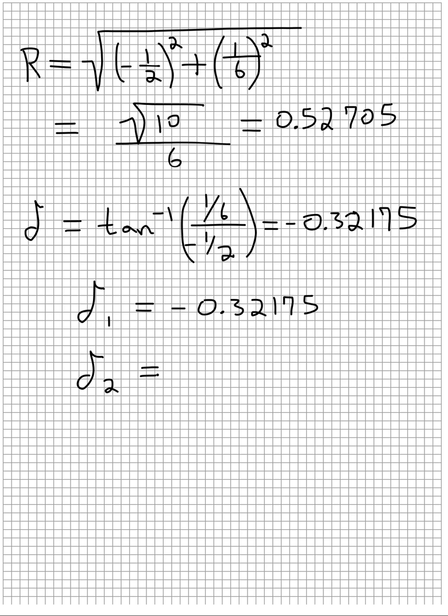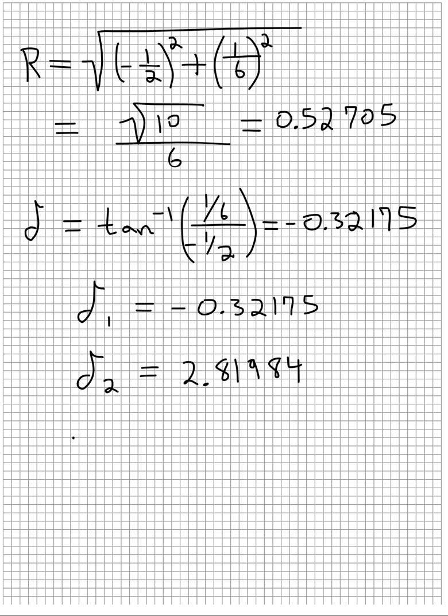The other angle that we have to be watchful of is this one. If you add pi, which is literally 3.14159, we get 2.81984. And so we need to decide which of these phase shifts is correct, because only one will be correct.